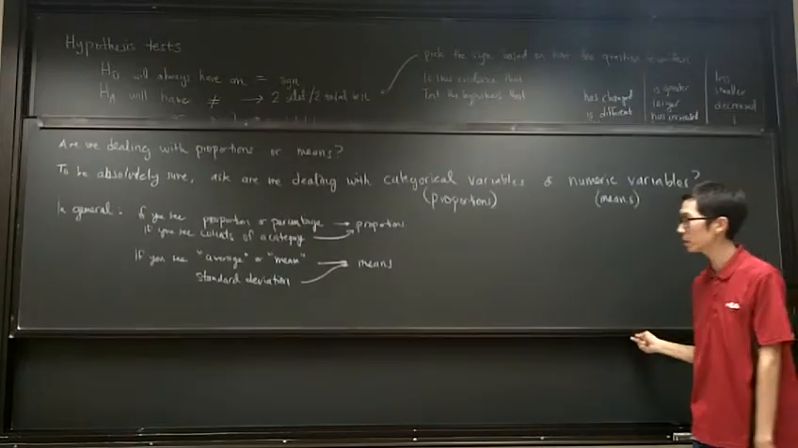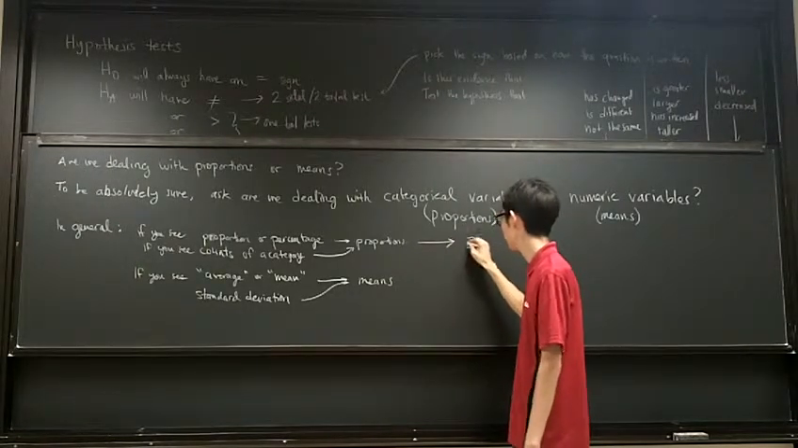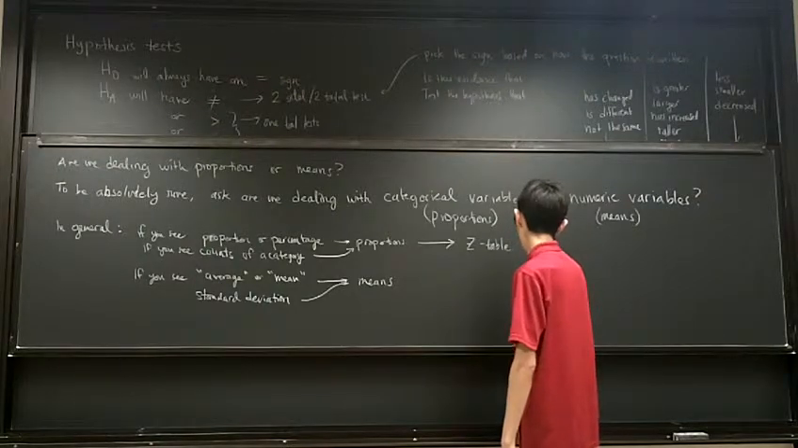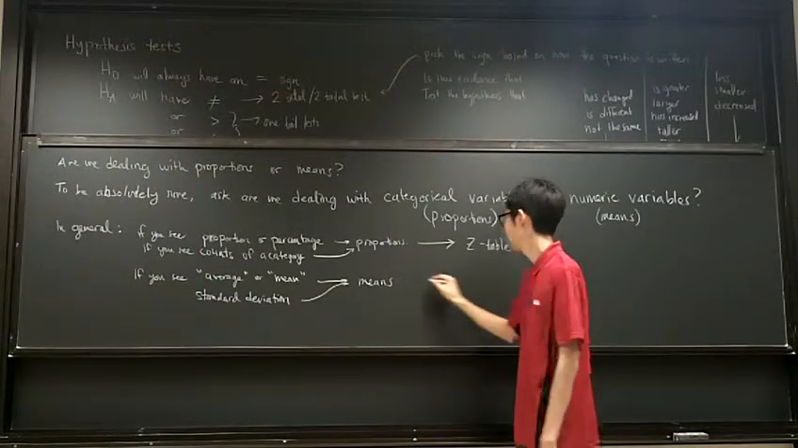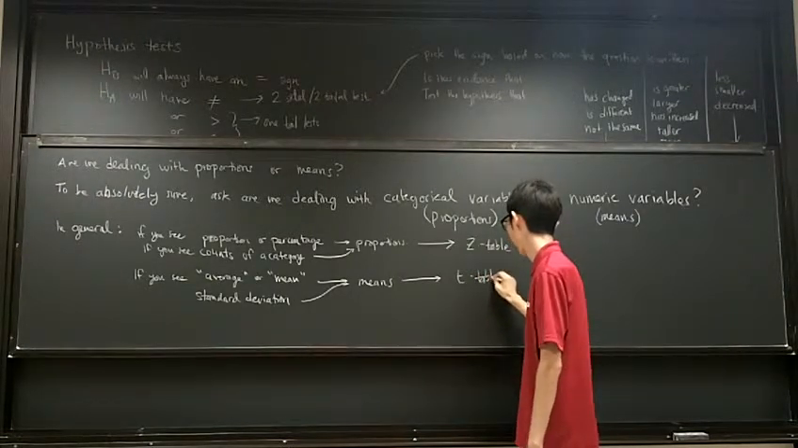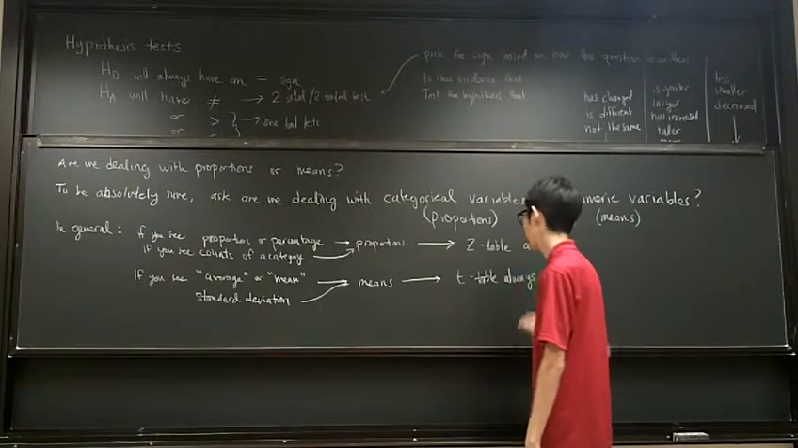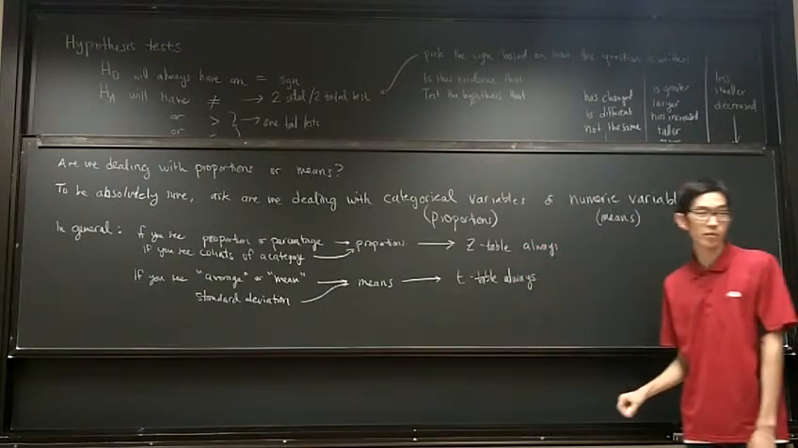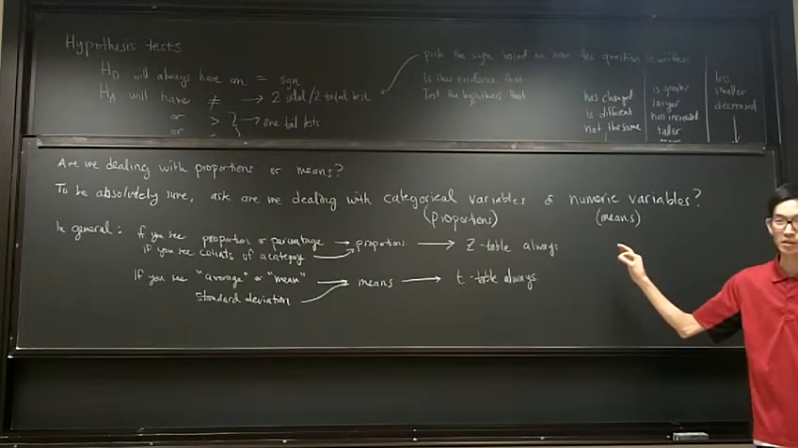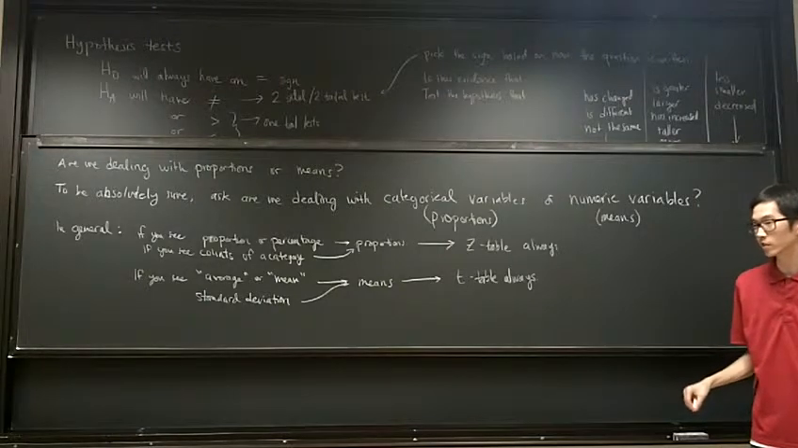Okay, and here's the other thing, alright? If you're dealing with proportions, you will always use the z-table, okay? Z-table always. And if you're dealing with means, t-table always. Okay. So means, you're going to use the t-table, proportions, the z-table. Okay? So that should help you keep track of all of these things.